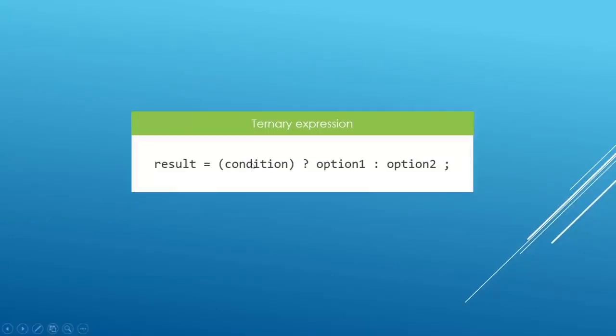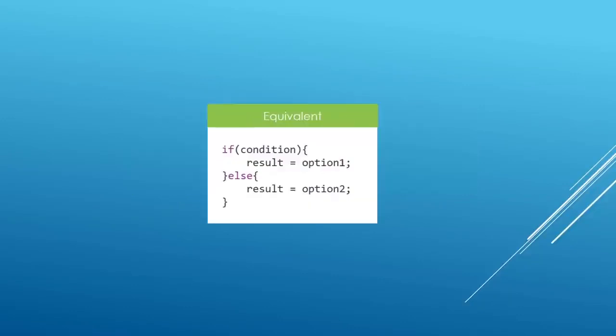If the condition is true, we're going to take option 1 and assign that to result. If it's false, we're going to take option 2 and assign that to result. So this is really a syntactic sugar or a shorthand for this thing here, and it's going to make your code shorter, and you're going to see this all over the place in C++ code out there. So you really need to be familiar with this.